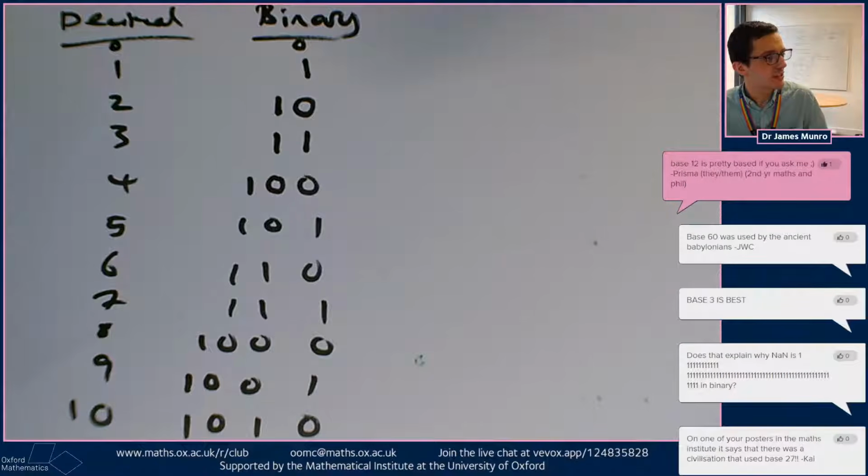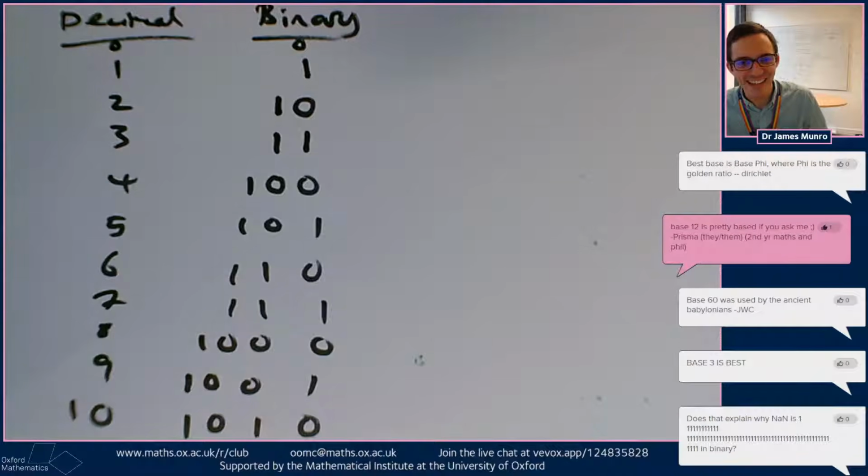Good. Base 12. Ugh. Is that a joke about the word based, Prisma? Oh, that's pretty good stuff.